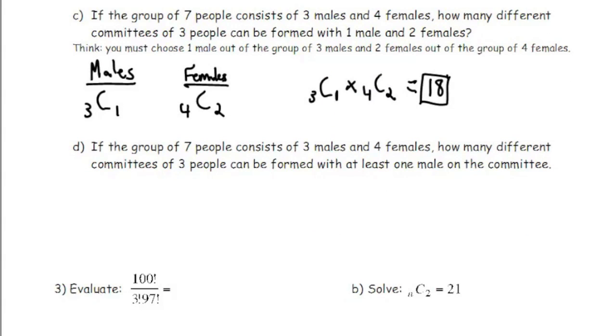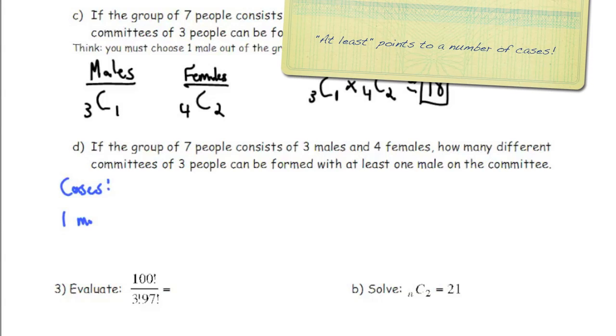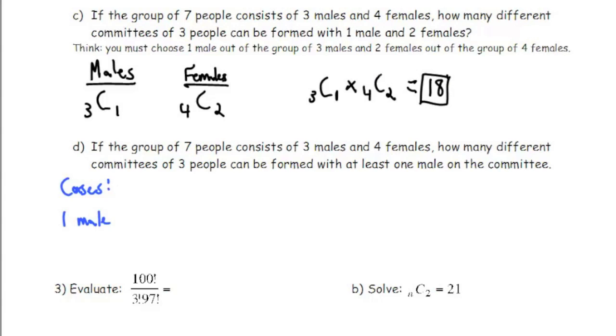Okay? Which leads us to the last and trickiest one of this particular section. If the group of 7 people consists of 3 males and 4 females, how many different committees of 3 people can be formed with at least 1 male on the committee? So again, you break this up into different sections, but now we're talking about different cases. The first case is that we have 1 male.